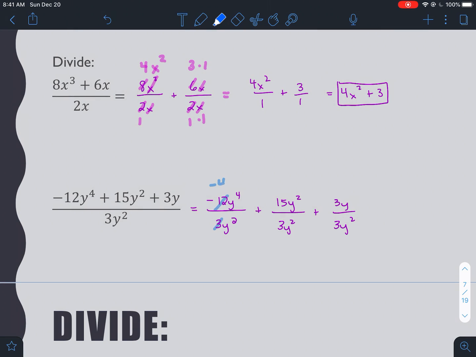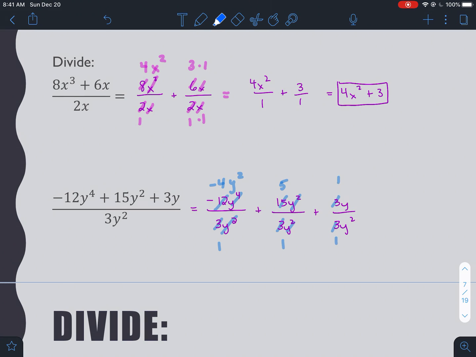And now we can reduce each of those fractions. Negative 12 over 3 reduces to negative 4. Y to the fourth over y squared reduces to y squared, and you would have a 1 left in the denominator. Plus 15y squared over 3y squared. Well, 15 and 3 reduce to 5. Y squared and y squared reduce to 1. So you would have a 5 left in the numerator and a 1 left in the denominator.